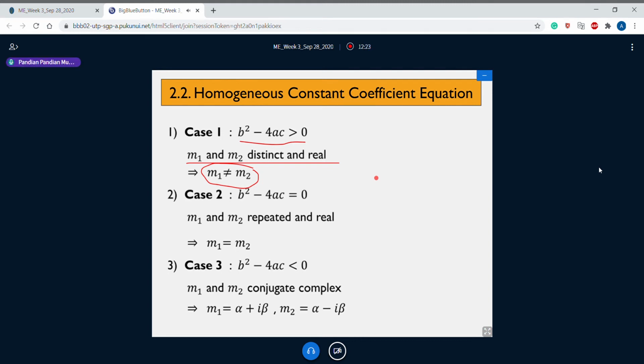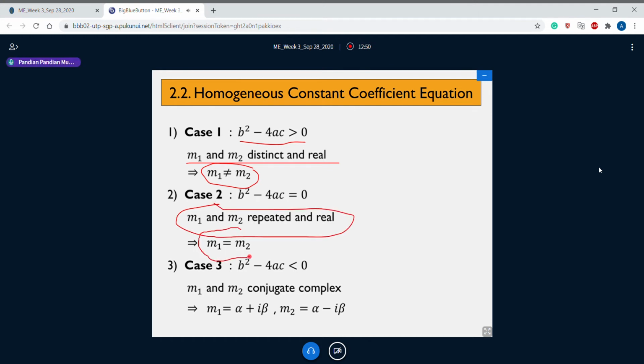That's why we say distinct and real, because we have a case 3 where it is not real. So complex, case 3. So case 1, distinct and real. Case 2, whereby the b squared minus 4ac can be equal to 0. So in that case, you have m1, m2 repeated and real.